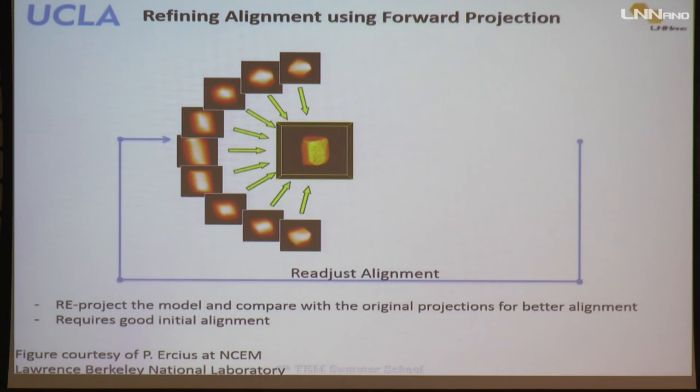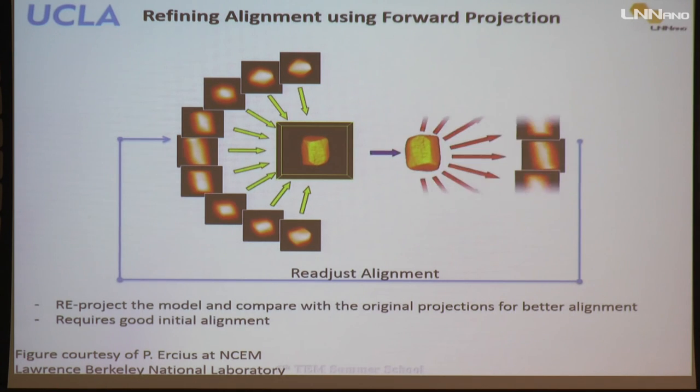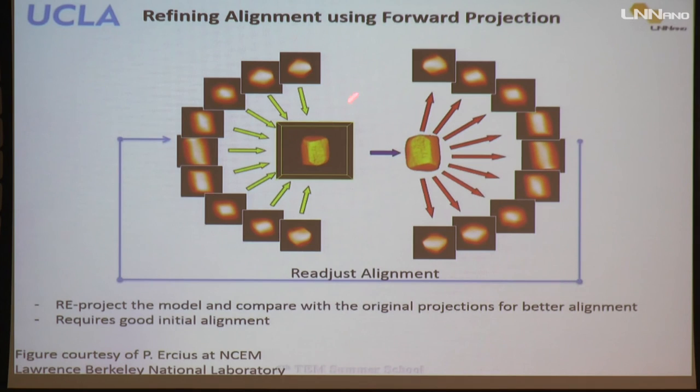And we can further refine the projections, same thing, the iterative method. So after alignment, I have projections aligned initially and get the 3D object. And I can back project again and compare with the original alignment. If most of them are aligned correctly, but one projection is slightly misaligned, in that case, after back projection, this object is correctly reconstructed from all the other projections.